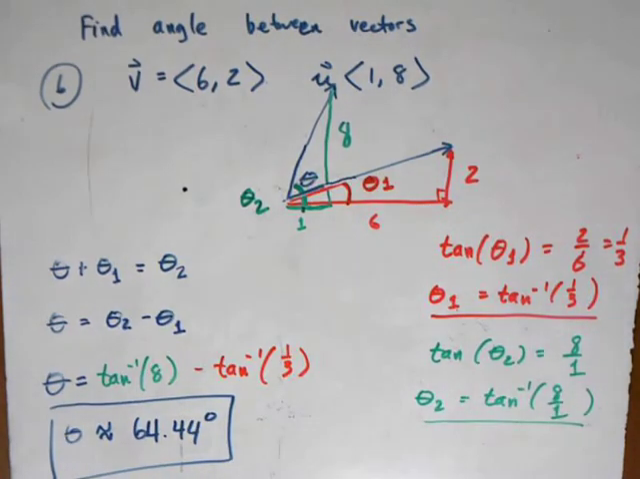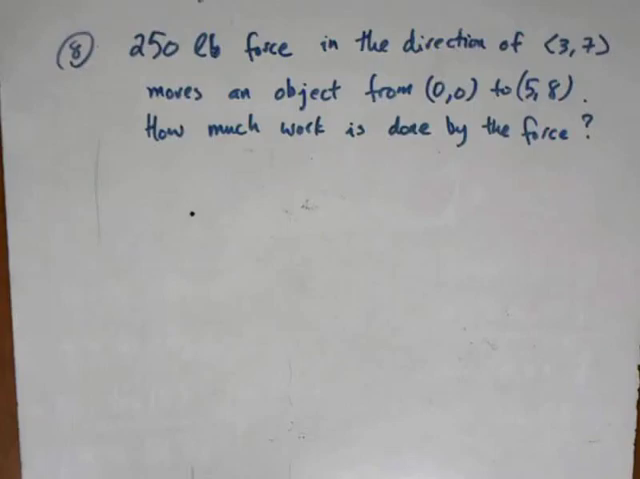We've done 2 examples here of how to find the angle between 2 different vectors. Now, I'm going to hit pause, and we're going to transition to a problem where we actually use this fact to solve an actual practical application. So here we have a problem that says a 250-pound force in the direction of 3,7 moves an object from 0,0 to 5,8. How much work is done by the force?